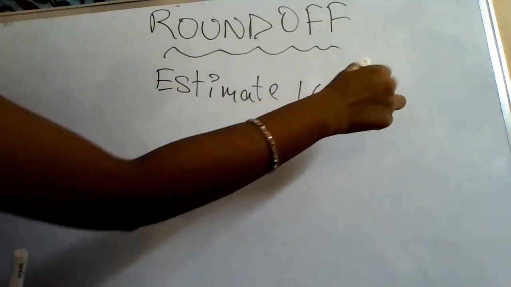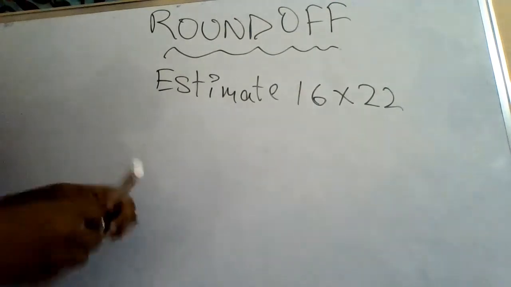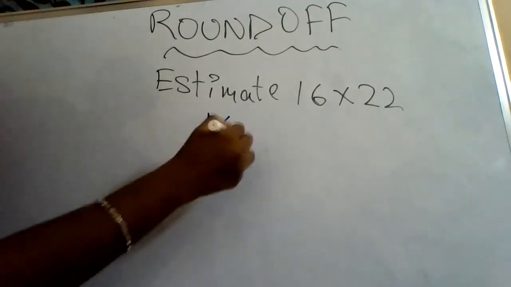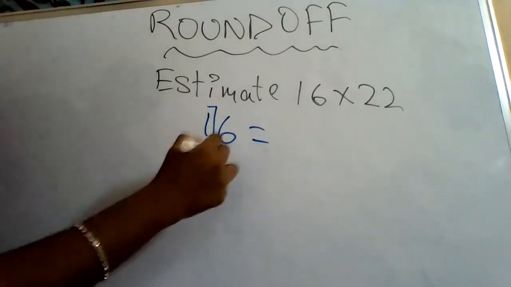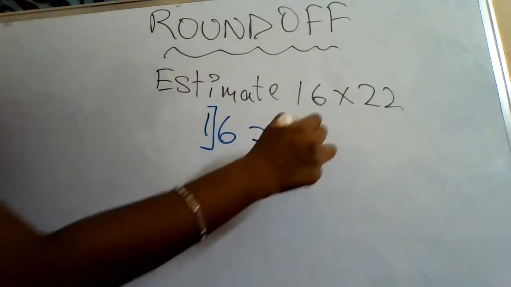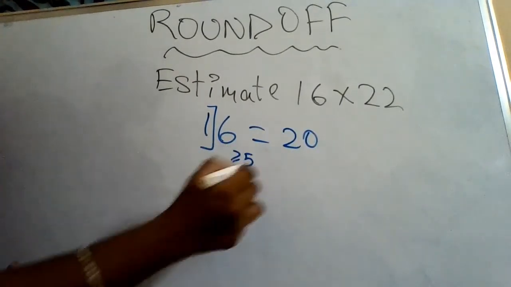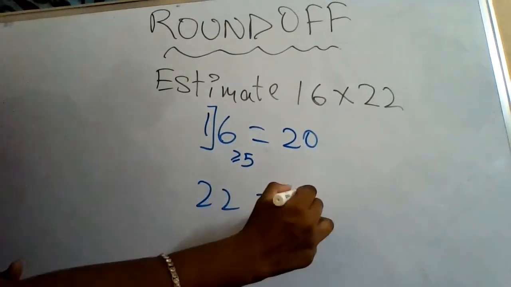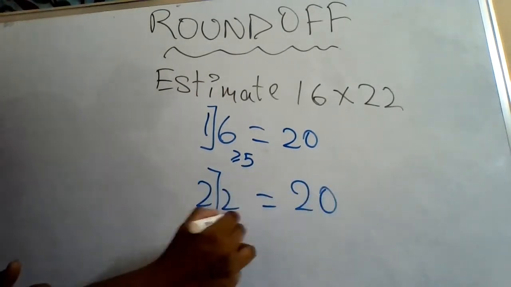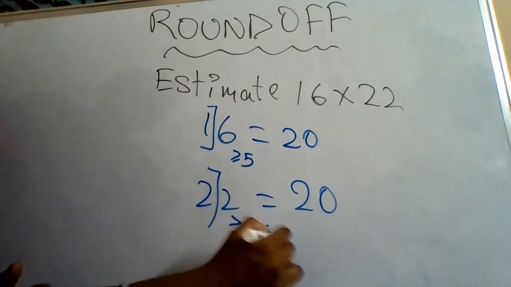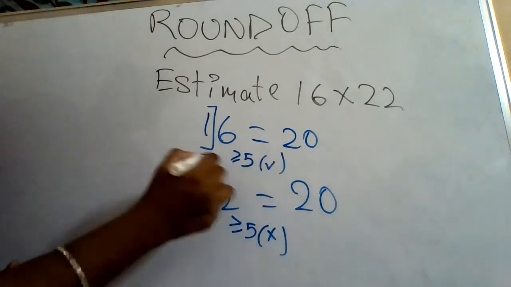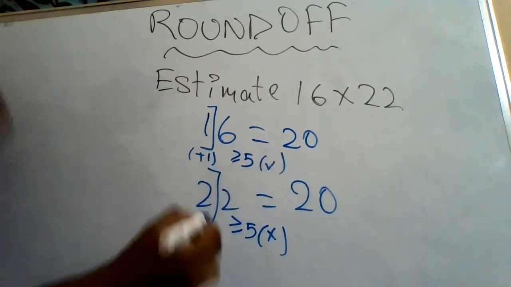16 into 22, something like this, the first thing you have to do is estimate them separately. 16: we mark the tens place, and the answer will become 20 as this is greater than or equal to 5. And 22 will become 20 again as here it is less than 5. Here the condition is not satisfied, here it is satisfied. So we are adding 1 here, but here we are not adding.